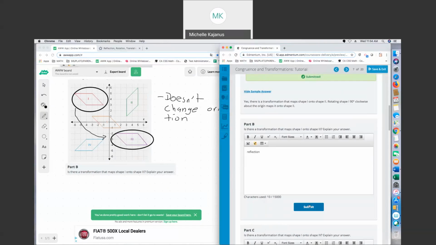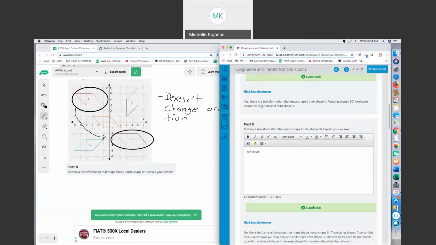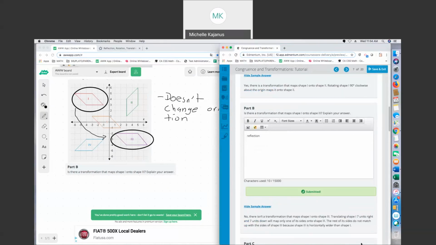If you're not sure, I don't want you to spend too much time on this. Just try your best and check. In this case, it says no, there isn't a transformation that maps shape 1 onto shape 3. Okay, so this is where you'll be like, wait a minute. I could probably move this around and place it here. So let's see what the rest says.